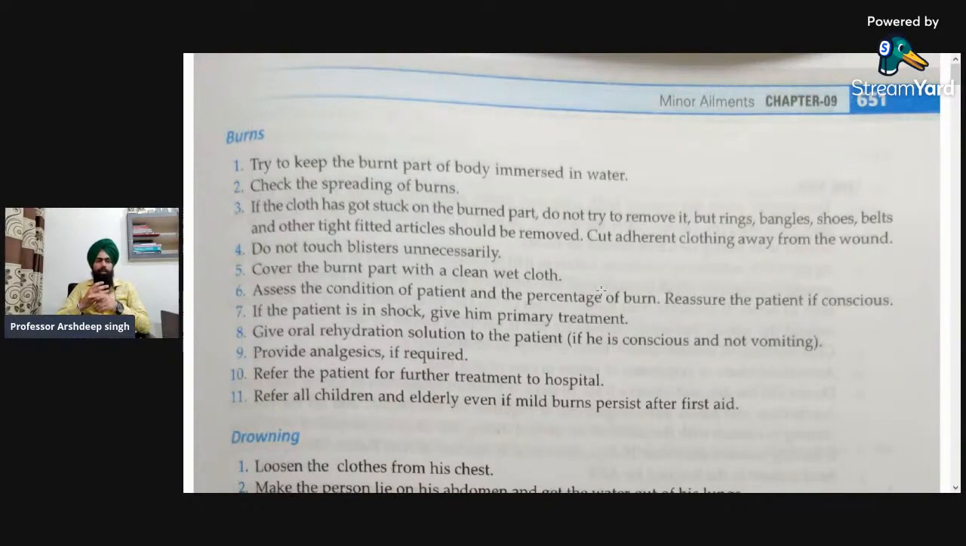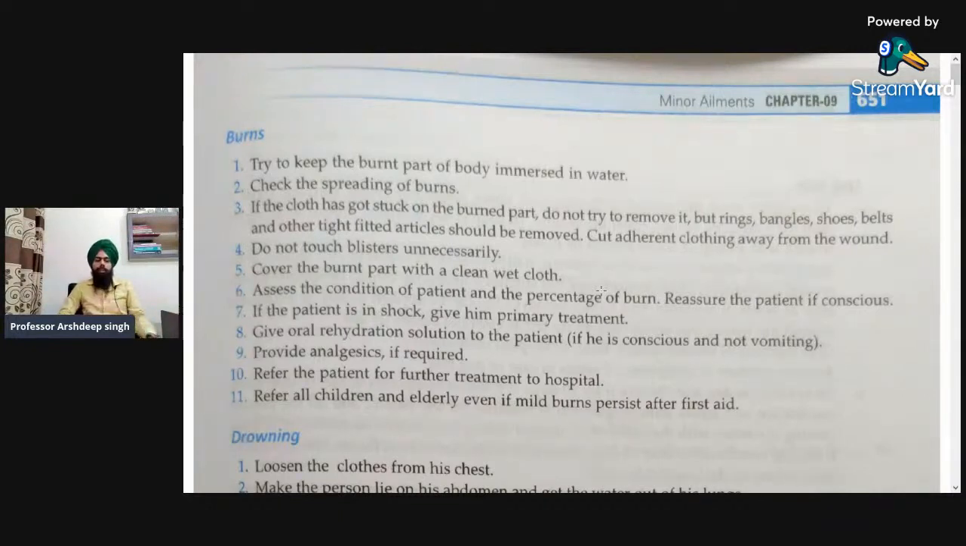Next, don't touch blisters unnecessarily. Blisters will form after the burn, so don't try to touch them. Next, cover the burnt part with a clean wet cloth because it will give a soothing sensation. Next, assess the condition of the patient and the percentage of the burn. Following the rule of 9, we can assess the percentage of the burn and reassure the patient if conscious. If the patient is conscious, give him or her psychological support and the first aid that is to be provided.